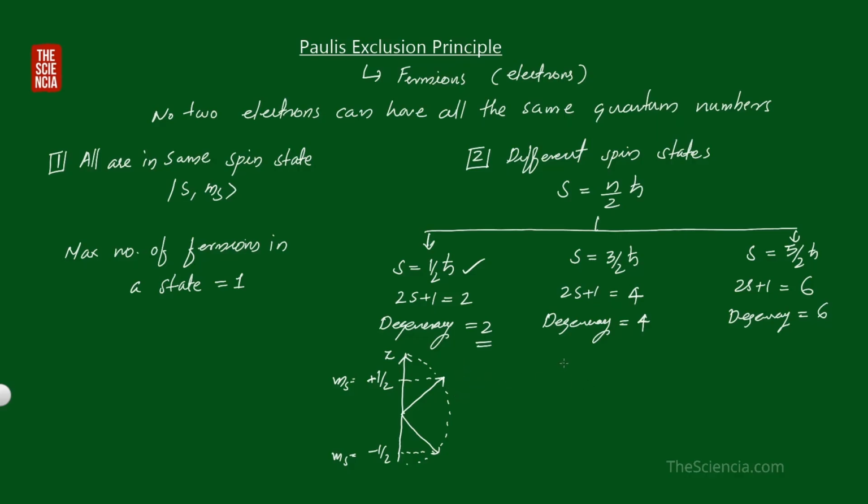And here this is the z axis and this is S equal to 3 by 2 h cross, the length. So it can have different orientations like this.